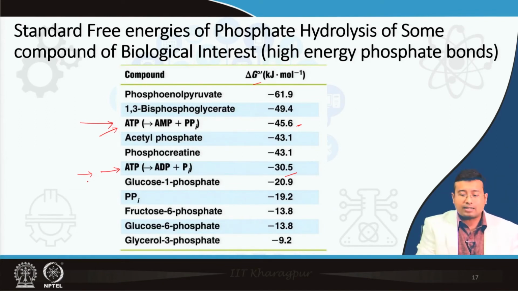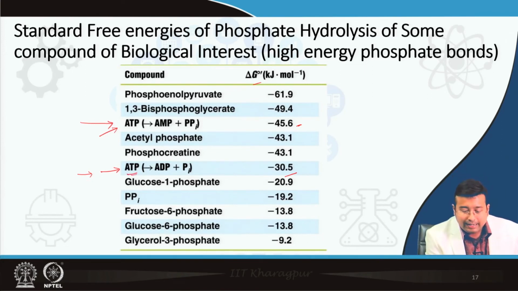And according to this chart, the dissociation of phosphoenol pyruvate will release the maximum amount of free energy. So this is highly favorable. So phosphoenol pyruvate always tries to dissociate, and the compounds which are lower down the order will have less free energy change.